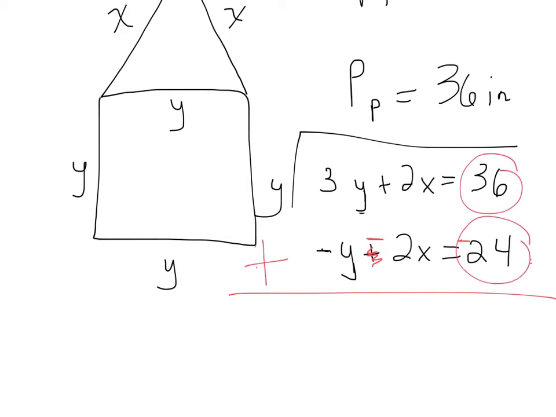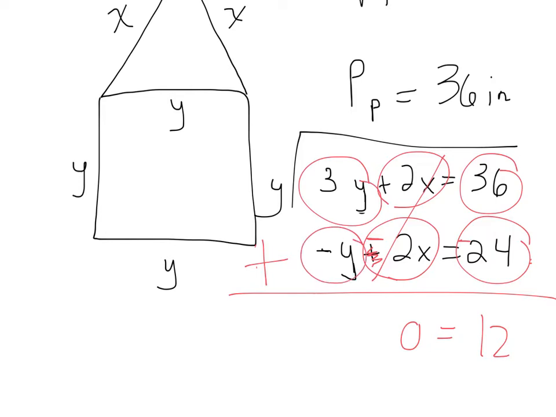36 plus negative 24 is 12. 2x plus a negative 2x cancel, giving me a 0 there. 3y minus y, or plus a negative y, is 2y. And that gives me exactly what I had a moment ago, telling me that 2y is really representative of 12. So y in this problem would just be 6.